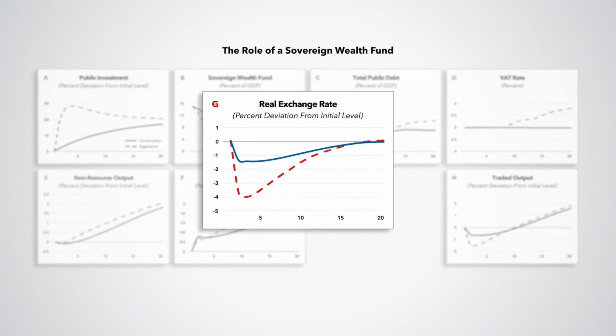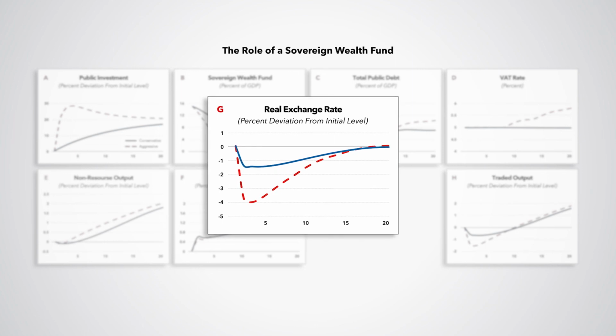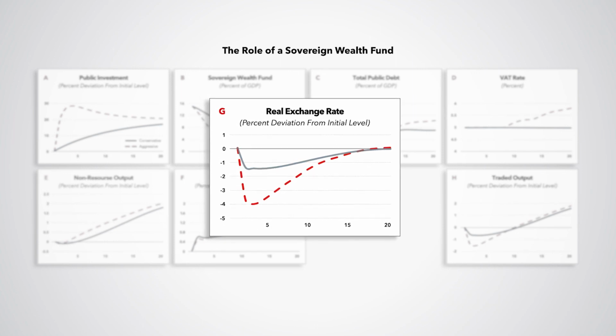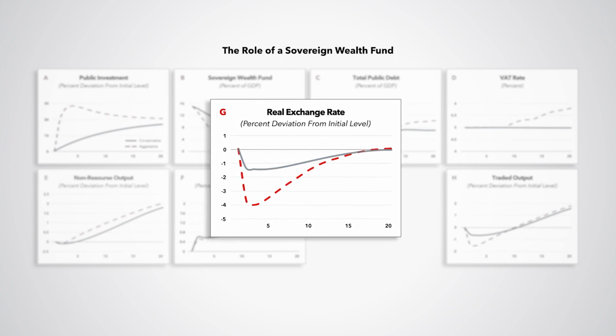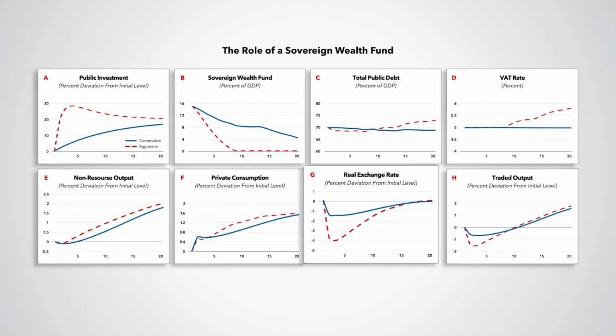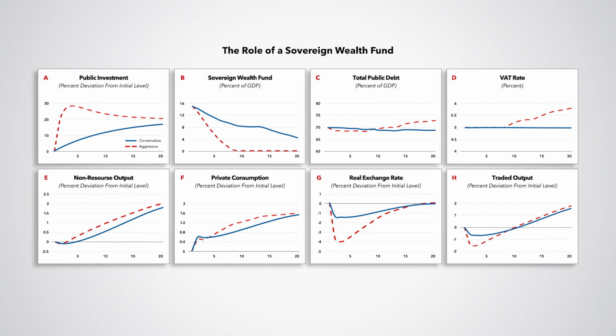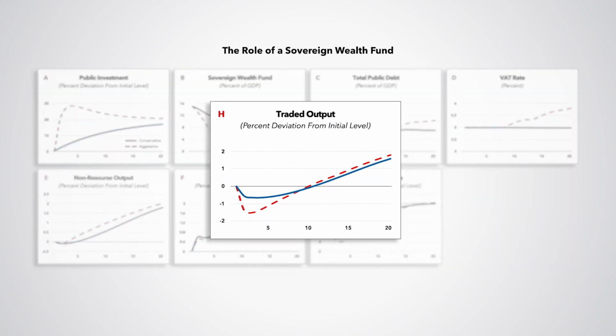See panel G. This is because, under the aggressive approach, the government saves less in or withdraws more from the sovereign wealth fund. Consequently, during the first decade, output in the non-resource traded sector decreases by much more under this aggressive approach than under the conservative approach. Panel H.